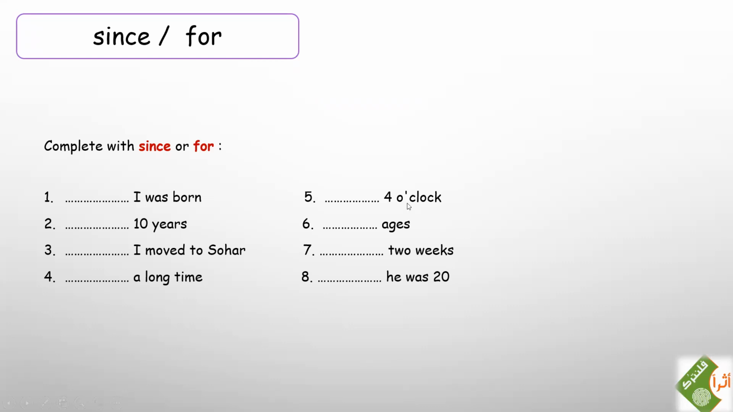Sorry. The next one, Mohammed. Number 5. Since 4 o'clock. Well done. Number 6, Arwa. For ages. Well done. Number 7, two weeks. What do you think? Asma? Yes, teacher. Yes, number 7. For two weeks. Well done. Number 8, thank you, Asma. The last one. Who did not answer? Amjad, back to you. Since. Yes, very good. Since he was 20 years old. So this is the difference between since and for.